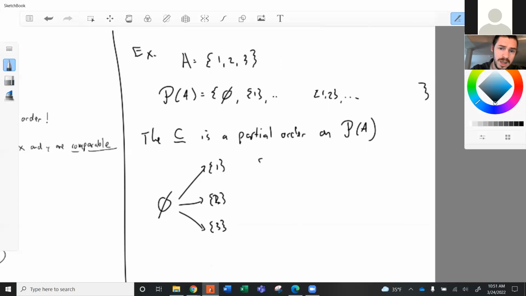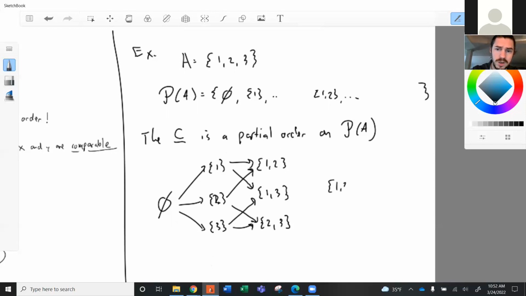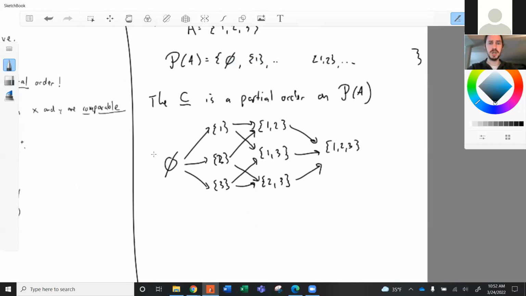But then if you look at the different possible combinations of elements together, you can say, well, 1 is a subset of 1, 2. So in our ordering, 1 is less than, in a sense, the set 1, 2. And 1 is less than 1, 3, but it's not comparable to 2, 3. 2 is comparable to this one and this one. 3 is comparable to this one and this one. And then you have the full set, 1, 2, 3, of which they're all subsets. And this whole structure forms a cube.